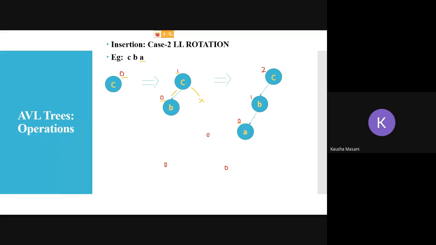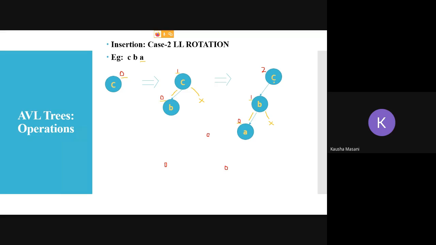B has one left child, but it does not have any right child. So the height on the right side is 0 for B. The height of the left side is 1. So 1 minus 0, balance factor 1. Still within the range, no issues.